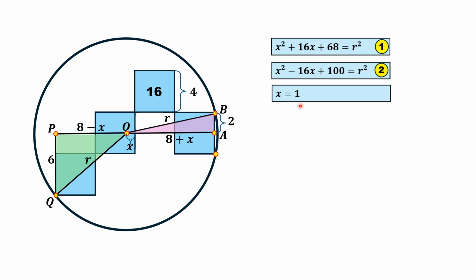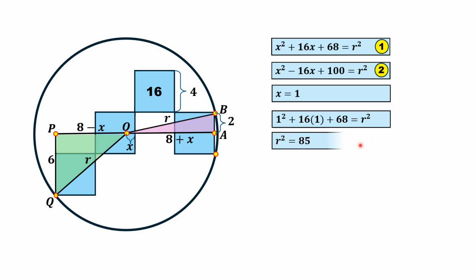So substituting the value of x in any of these equations, let's substitute in 1, x is equal to 1, and after simplification we will get r square is equal to 85, and thus r is square root of 85. That is the answer.